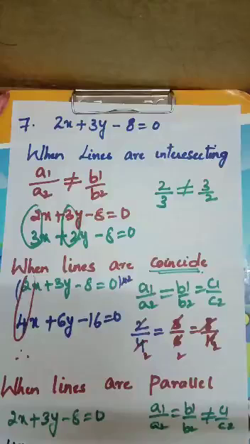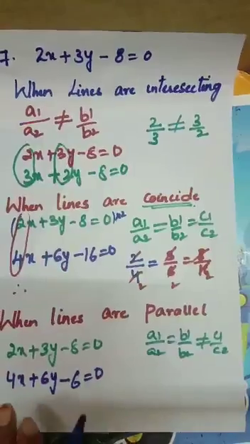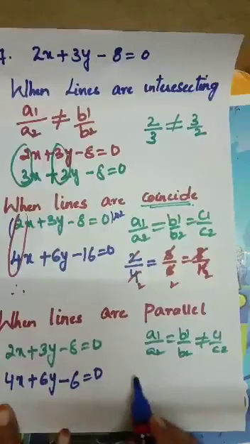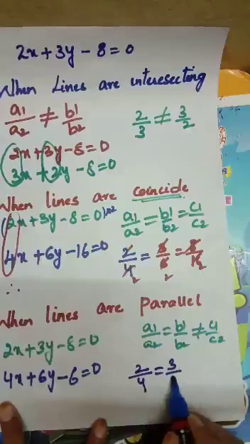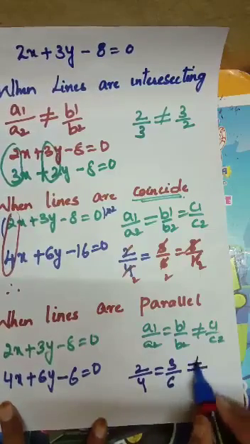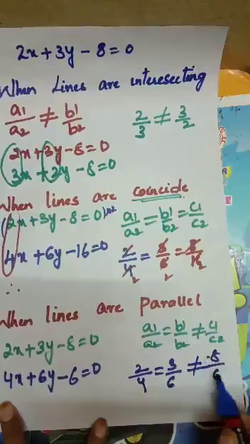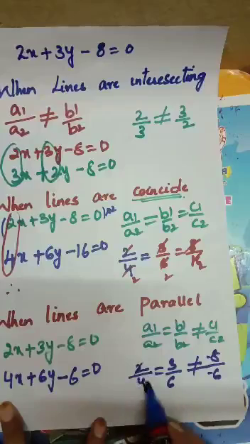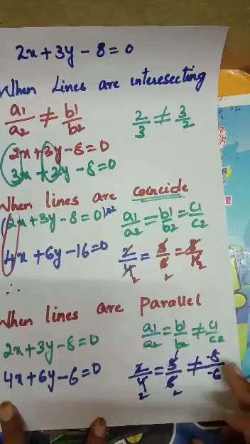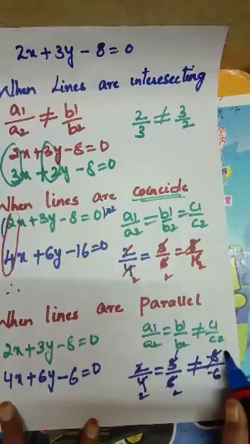For a1 by a2 and b1 by b2 to stay equal, you can write 4x plus 6y, and change c1 by c2: 4x plus 6y minus 6 is equal to 0. Now a1 by a2, that is 2 by 4, is equal to 3 by 6, and c1 by c2 is not equal to 8 by 6, that is minus 8 by minus 6. Cancelling, 1 by 2 and 8 by 6 becomes 4 by 3.